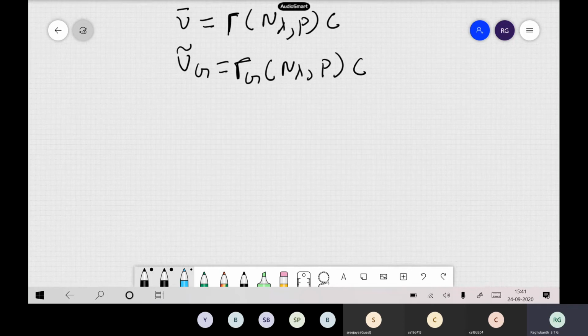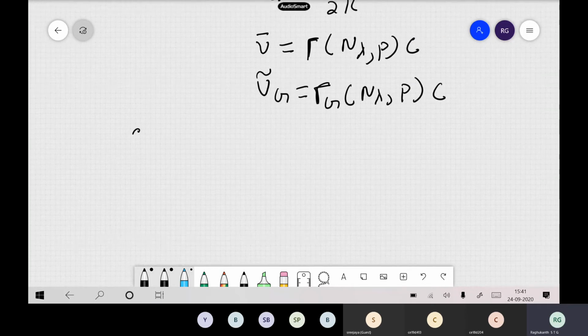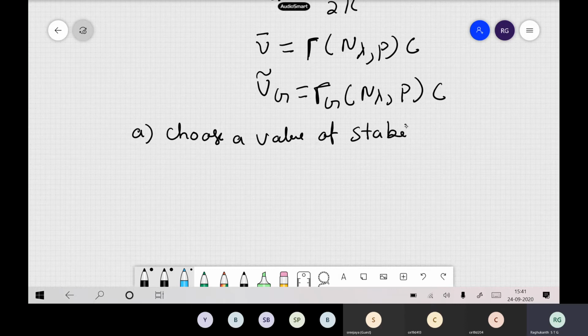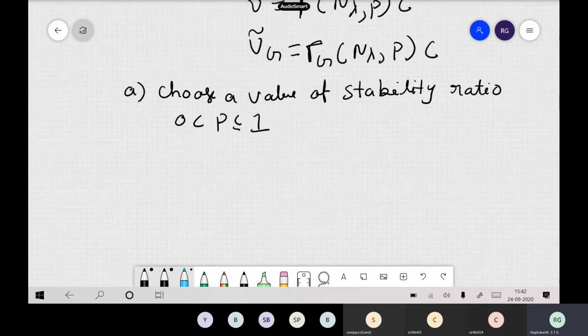Now we proceed as follows in the numerical scheme. We have to choose a value of the stability ratio, depending on your computational resources. The stability ratio is 0 less than p less than or equal to 1. You can take any value of p such that p lies from 0 to 1, then only you will get nice solutions. Otherwise the scheme may become unstable also.